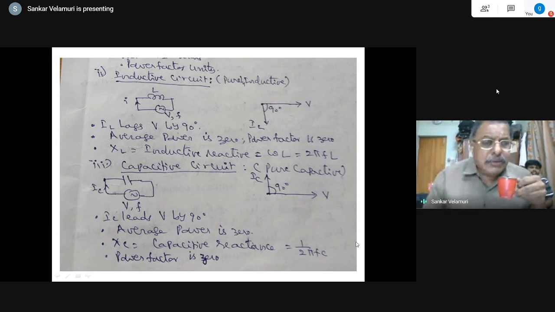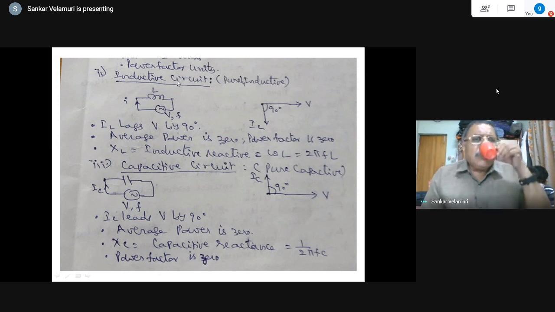Anyway, we have got the slide numbering also, although it is not shown here. You can refer to the slide number if you have any doubt subsequently. Now, I go to the purely inductive circuit.